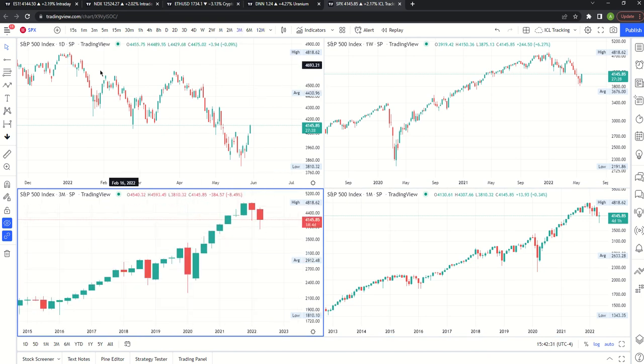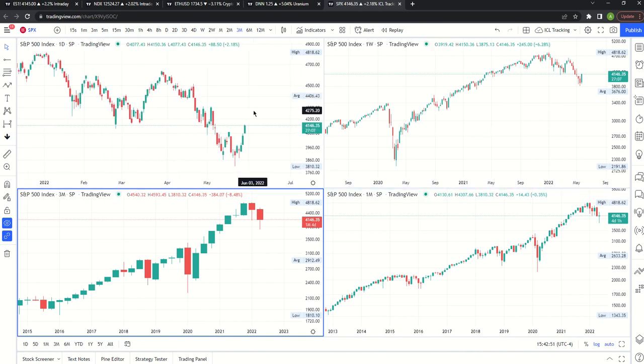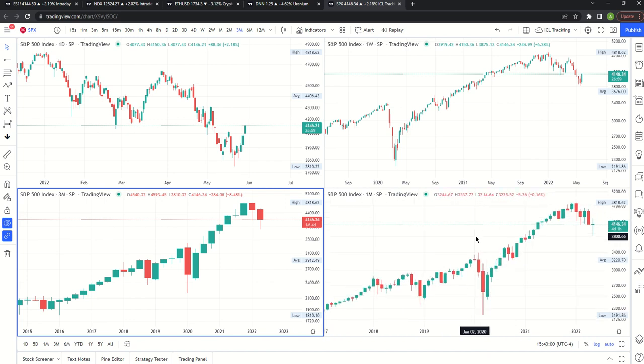So every candle in this chart is a day. Every candle in this chart is a week. Every candle in this chart is a month. Every candle in this chart is 3 months, or a quarter. And you can always see that by what's in the upper left-hand corner. So you see it says 1 day, 1 week, 1 month, 3 months. So this is all the S&P 500, but we're looking at it across all the time frames at the same time.